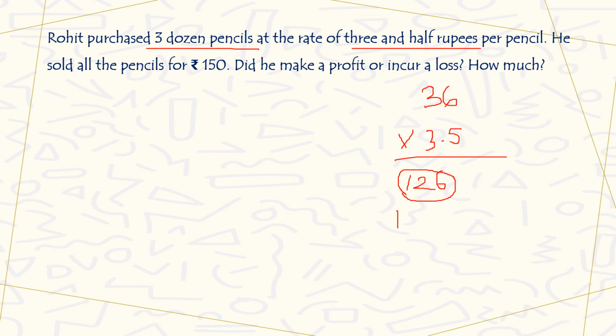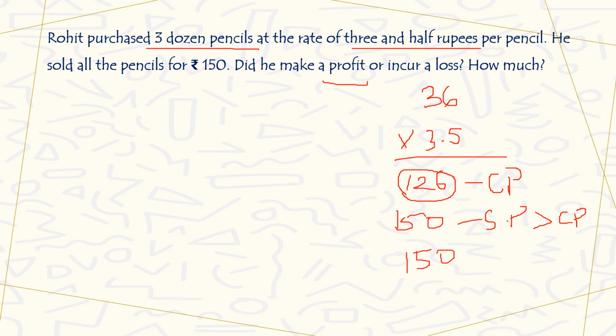So now he is selling it. This is the cost price. Okay. And he is selling it for rupees 150. So this is the selling price. Obviously, you all can see that selling price is greater than the cost price, right? So it is a profit. So we know that the answer will be in profit. Now how much is the profit?